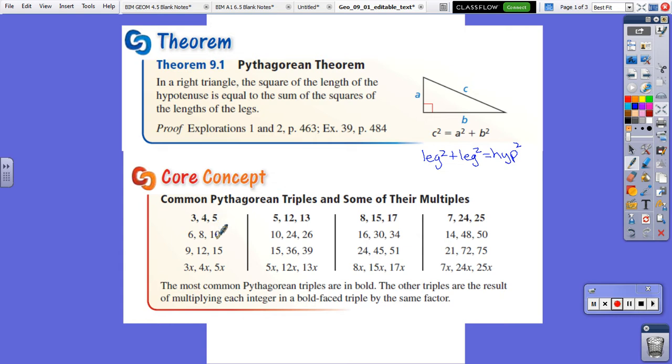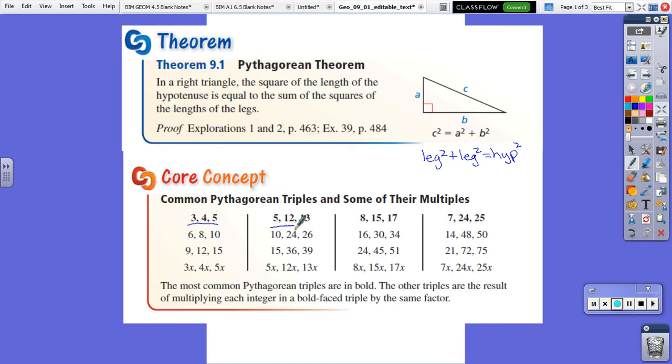These are all different multiples of the Pythagorean triples. So one set is 3, 4, and 5. If you times each one by 2, 6, 8, and 10 are also Pythagorean triples. If you times them by 3, 9, 12, and 15. Well, if you times them by the same number, they're still in the same ratio, so they're all Pythagorean triples.